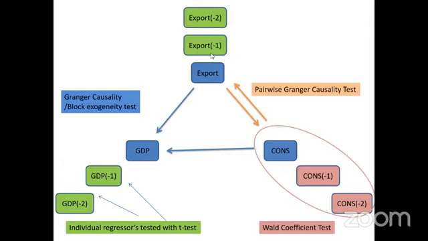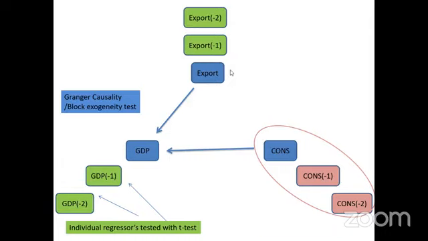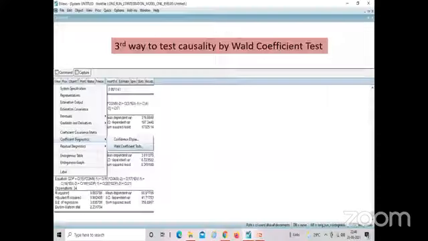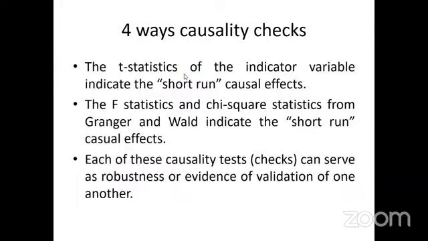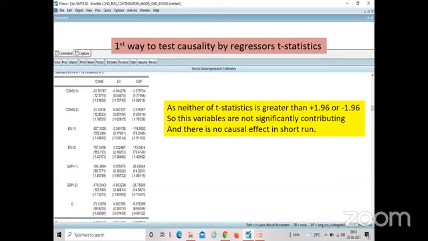So shall we start with the test? Okay, let's go back. We'll start with the first test, where we want to see whether lags are affecting or not. For that purpose, we already have this model. We have seen that neither of the t-test statistics is greater than plus or minus 1.96, so these variables are not significantly contributing. So the first way of causality is gone, right? No lags are affecting the dependent variable.